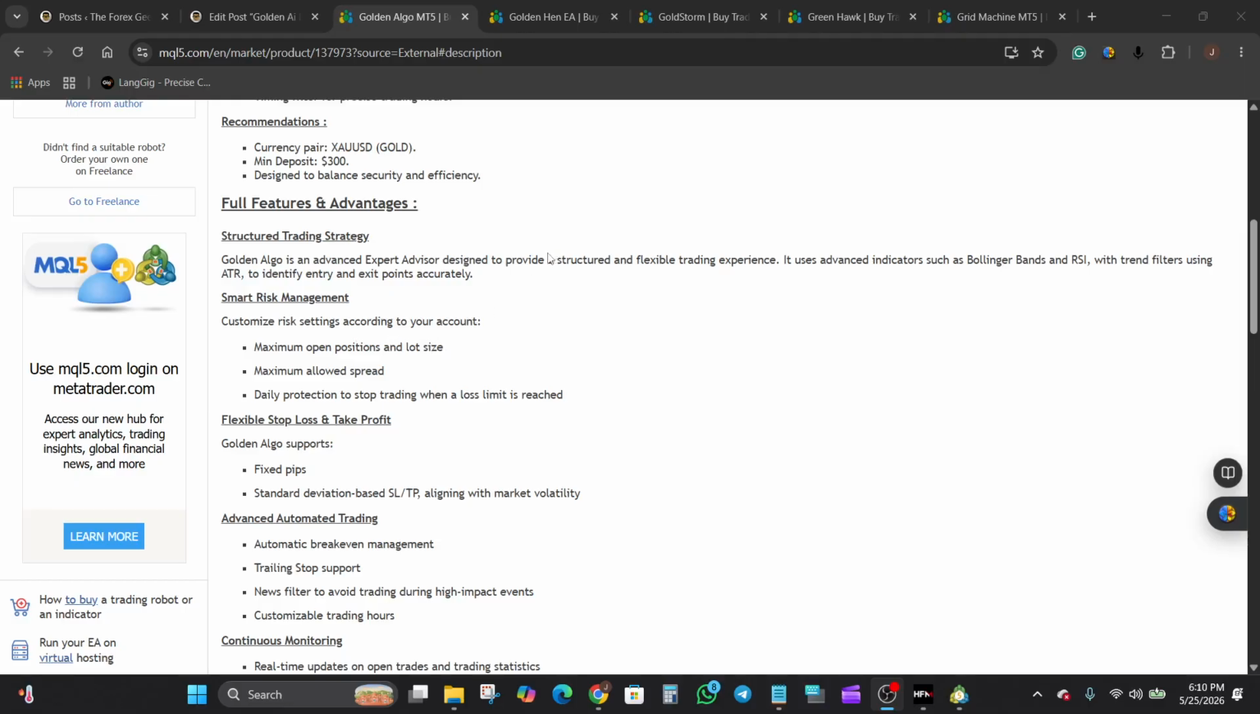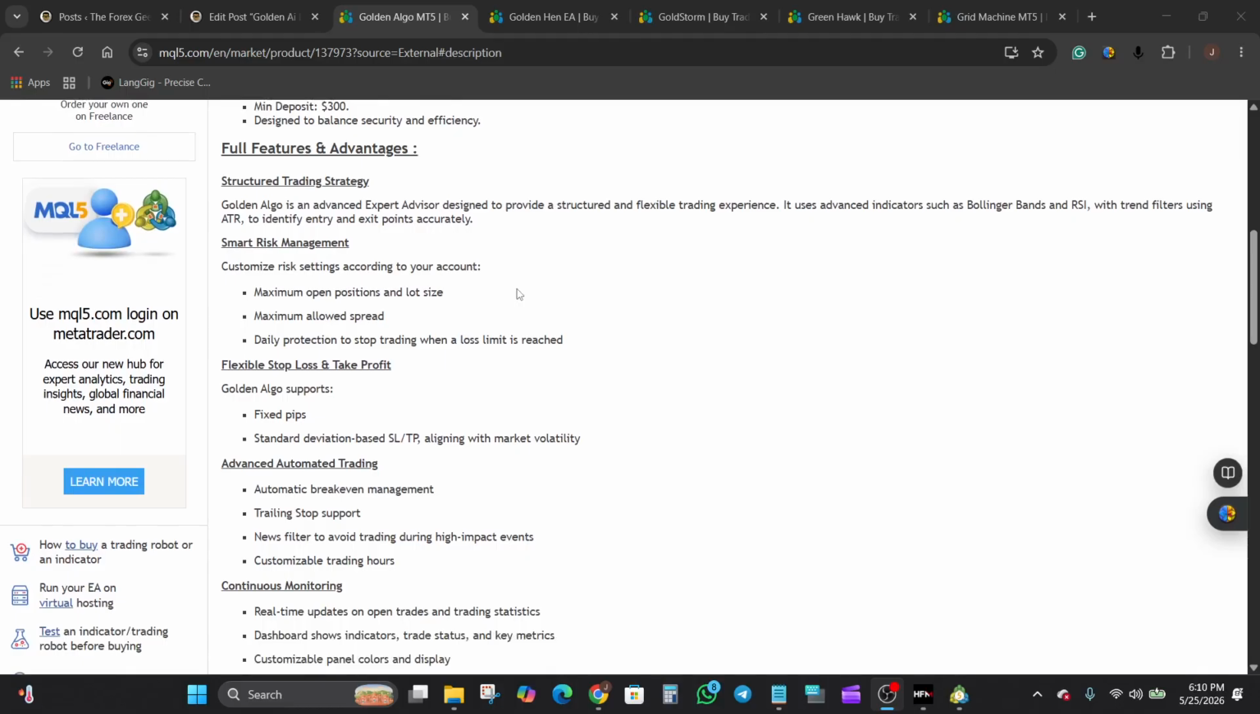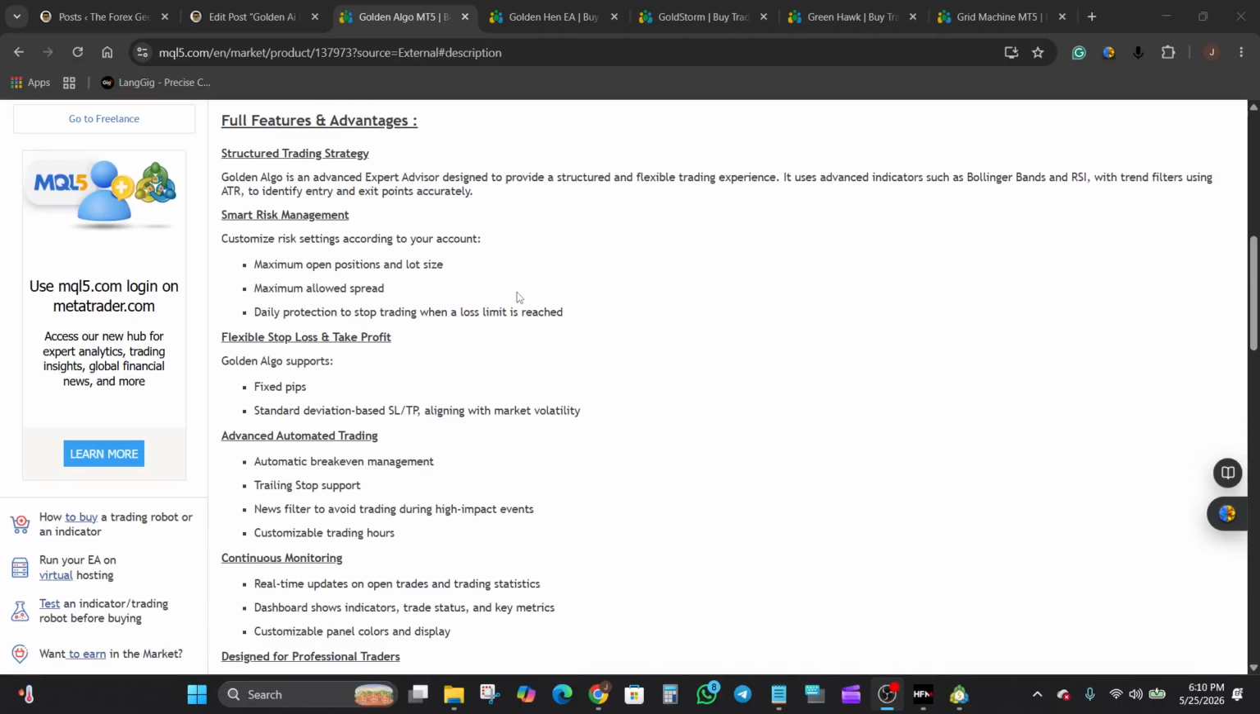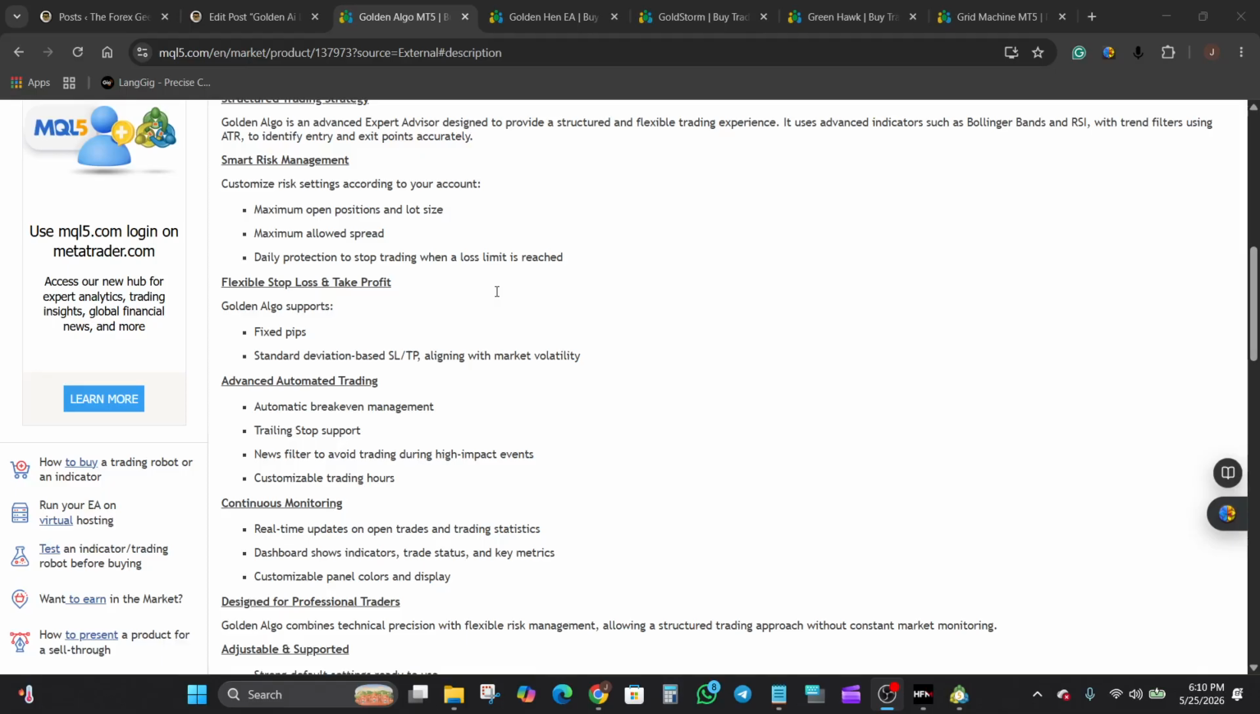So the logic being described here is a structured system that looks at volatility, momentum, and trend direction to identify entries and exits. There are also mentions of break-even management and trailing stop functionality, which suggests that once trades are active, the EA can adjust protection levels and potentially lock in profits as price moves. Now, at this point, I'm going to move into the strategy tester and run a historical backtest so we can observe how Golden Algo behaves on XAUUSD under real market conditions.